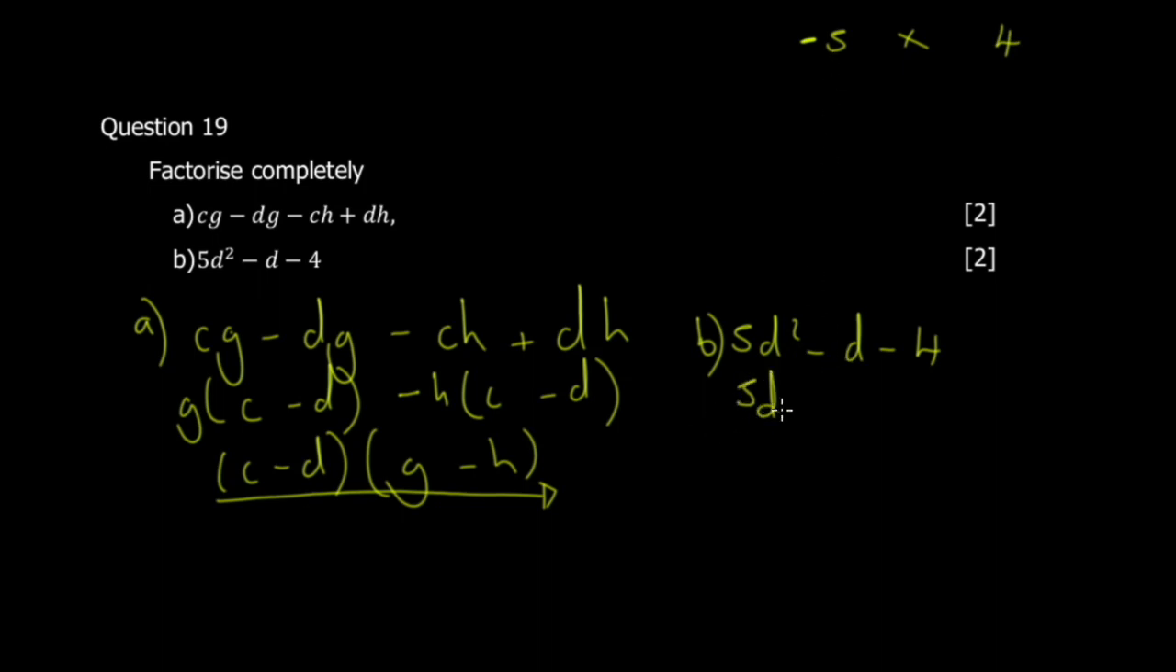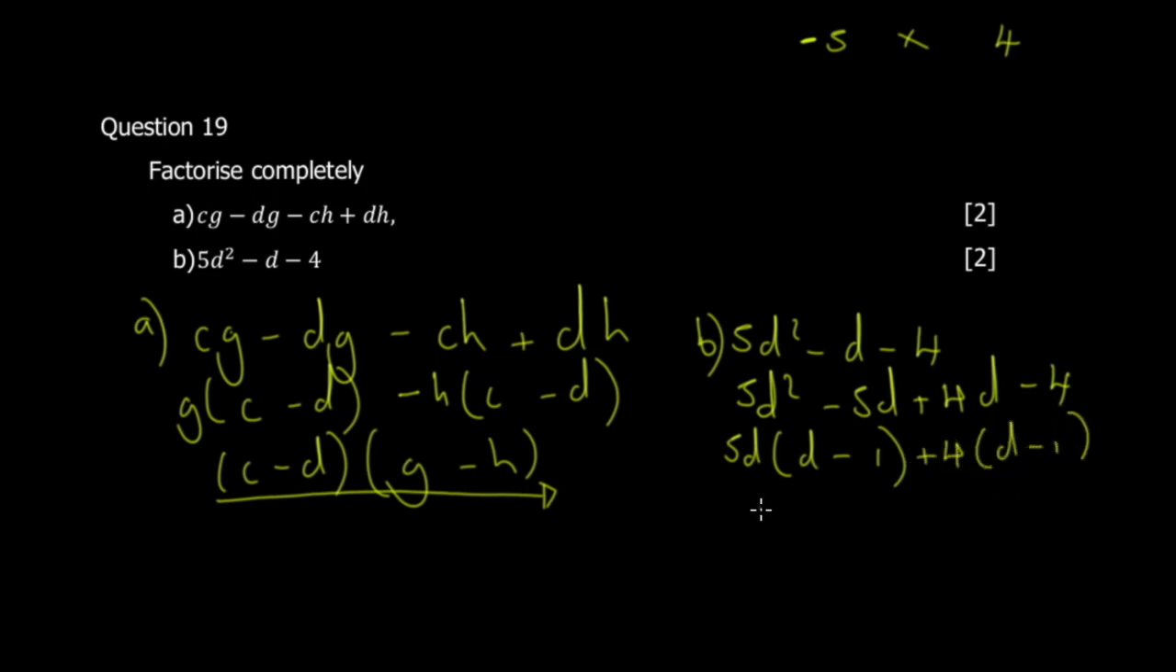So go there and then replace -5d plus 4d minus 4. This is easy as well to see, because if you don't get the factors right, then you won't be able to factorize. So d minus 1 here. So you get 5d plus 4.